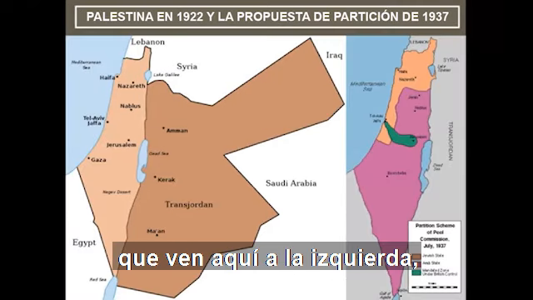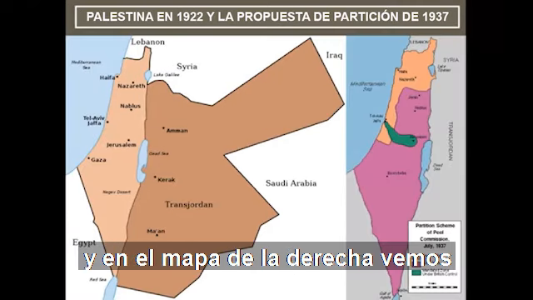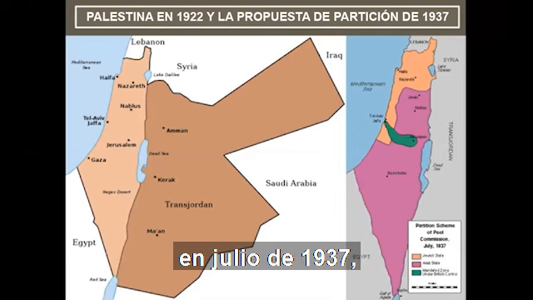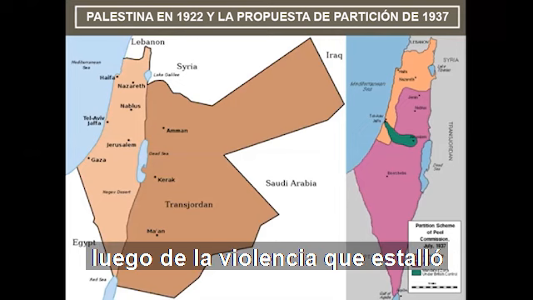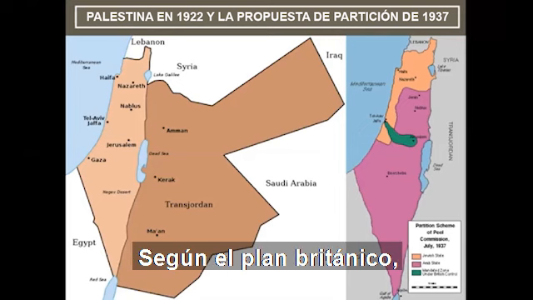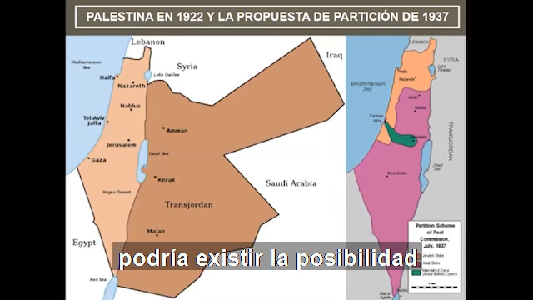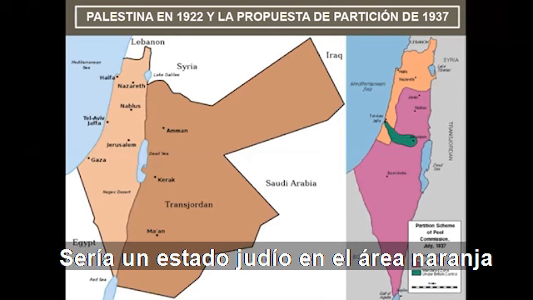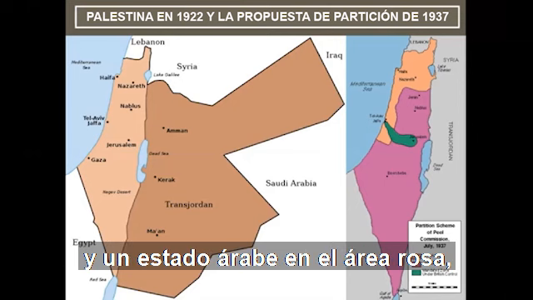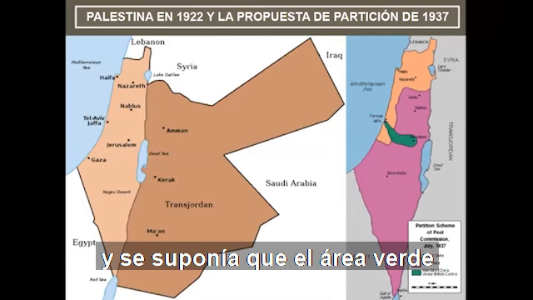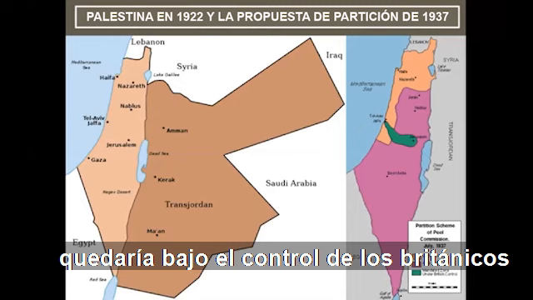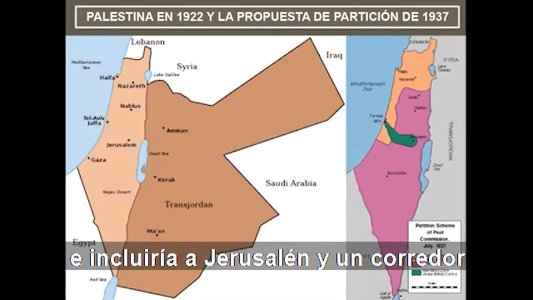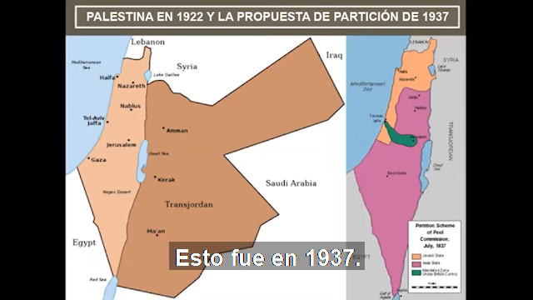That's the same map here on the left. And on the right is what the British decided in July of 1937, that after violence between the two communities, they would have the prospects of a two-state solution. There would be a Jewish state in the orange area and an Arab state in the pink area. And the green area was supposed to be an area that would be controlled by the British, which would include Jerusalem, and obviously have a link between Jerusalem and the sea. This was 37.